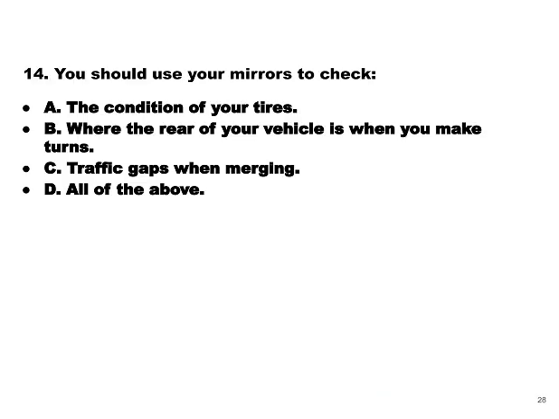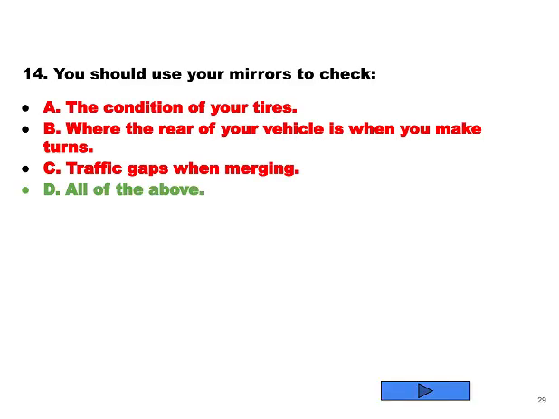Finishing the sentence, you should use your mirrors to check A. The condition of your tires. B. Where the rear of your vehicle is and when you will make turns. C. Traffic gaps when merging. Or D. All of the above. The answer is D. All of the above.